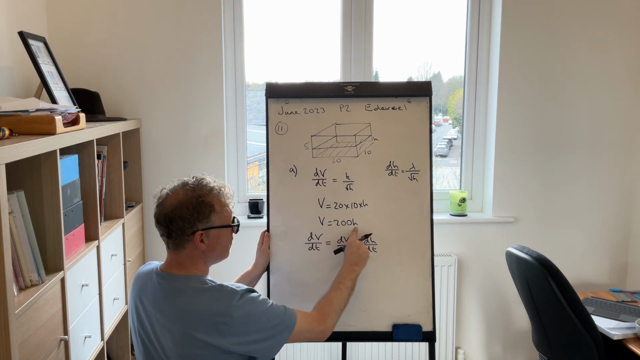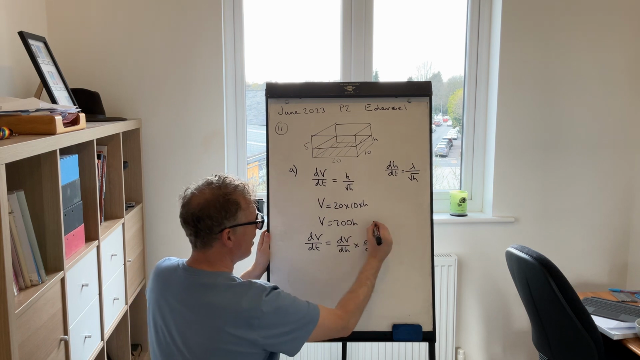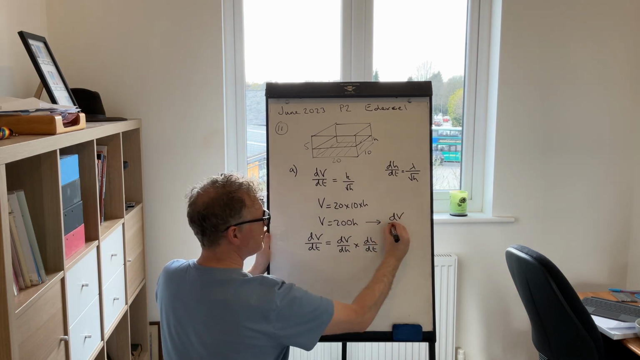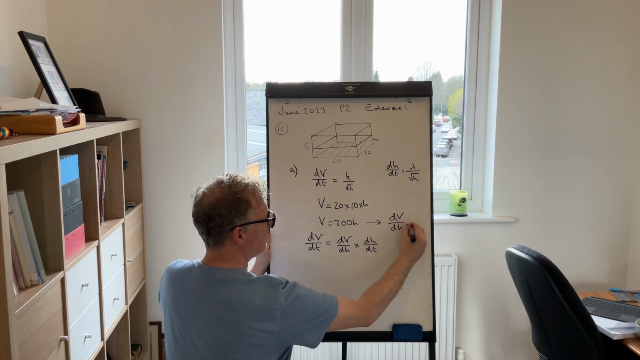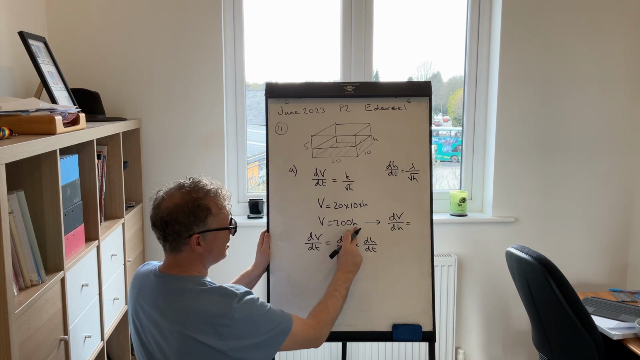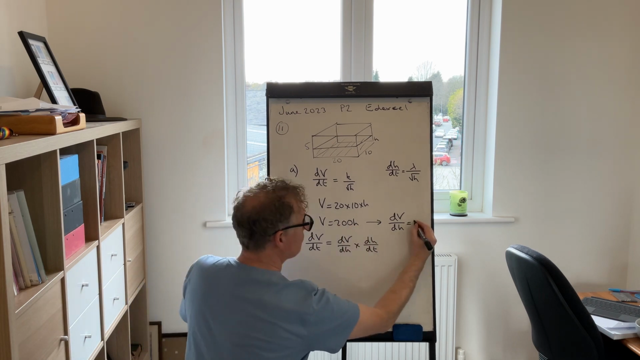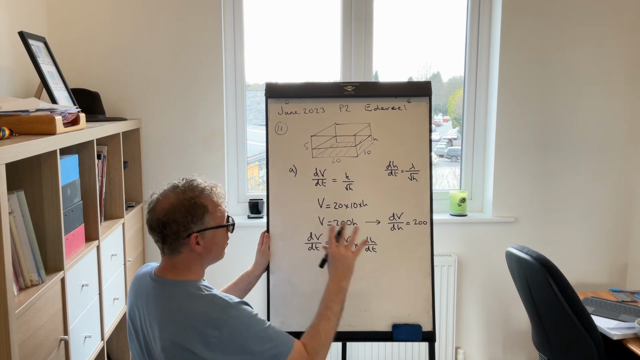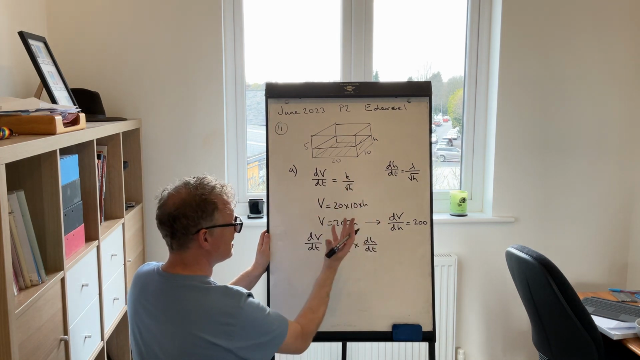So we go to our formula, V equals 200H, and we're going to differentiate that with respect to H. So dV by dH equals, and this is quite a nice one, 200H differentiated with respect to H is just 200. Just simple differentiating.